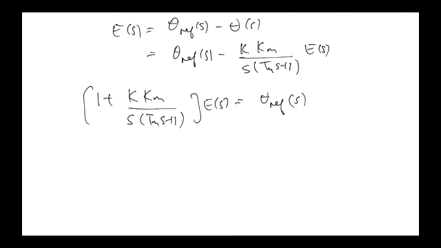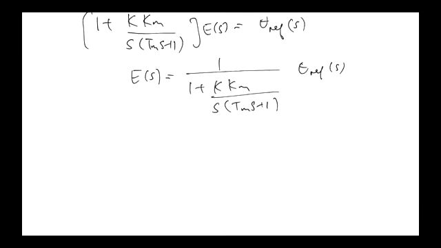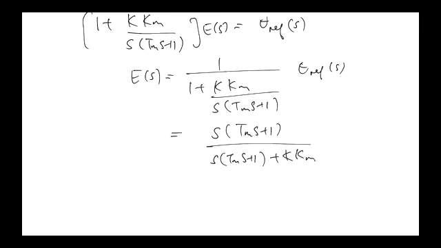The error signal will be 1 on 1 plus K Km over s(Tm s plus 1), times theta ref. Which is s(Tm s plus 1) on s(Tm s plus 1) plus K Km, times theta ref. So what's theta ref? It's a ramp. So the Laplace transform of a ramp is 1 on s squared. Okay? Again, we get this cancellation.